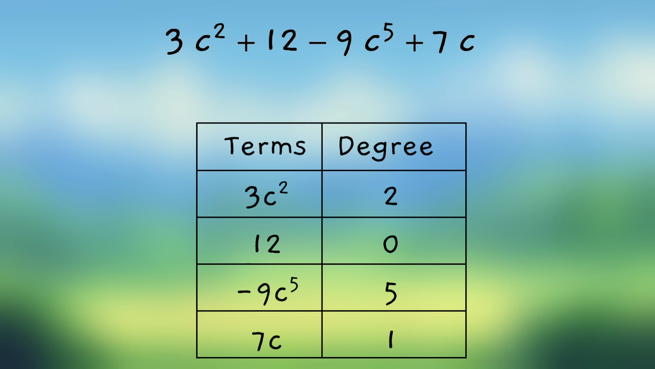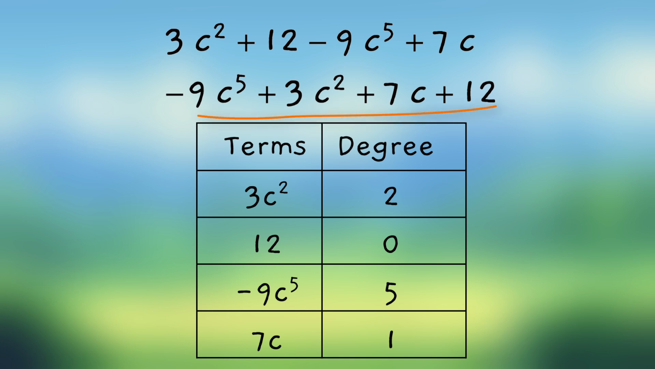Now we are going to write these 4 terms from largest degree to smallest degree. So the largest degree is 5, and that corresponds to the term negative 9c to the fifth. So that's the first term you want to write, negative 9c to the fifth. The next largest degree is 2. That belongs to the term 3c squared. Then the next largest degree is 1, which belongs to 7c. And then lastly, there's 12. So this is how you write this 4-term polynomial in standard form.